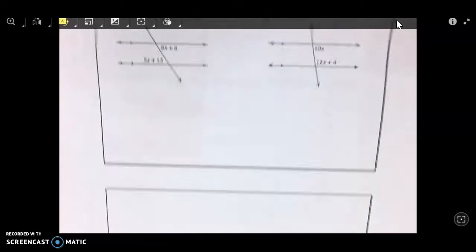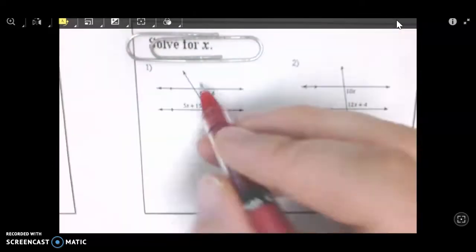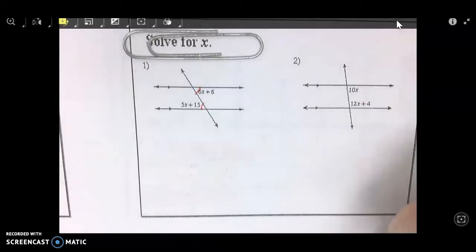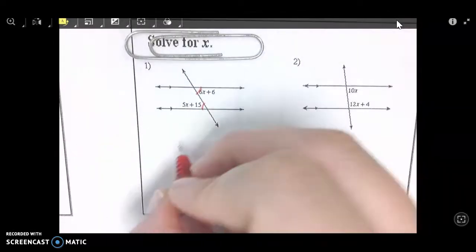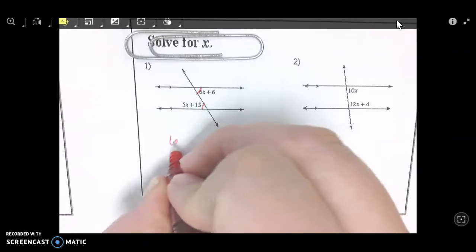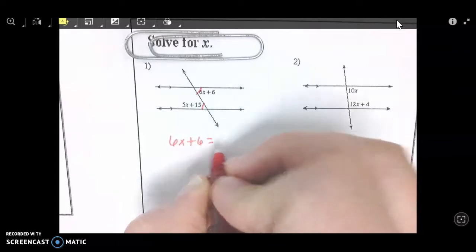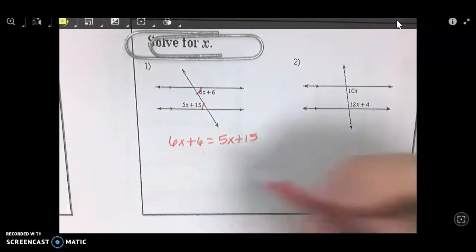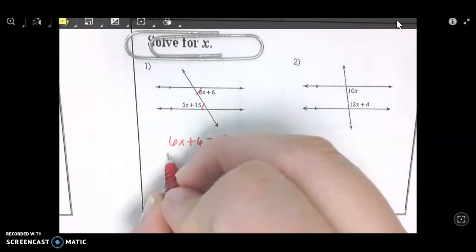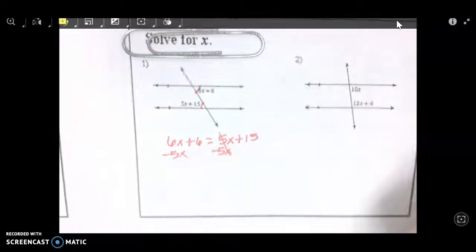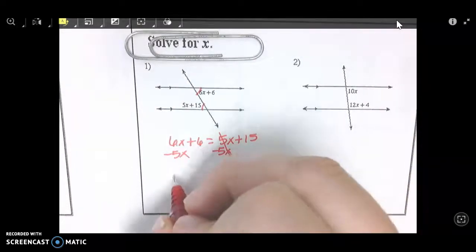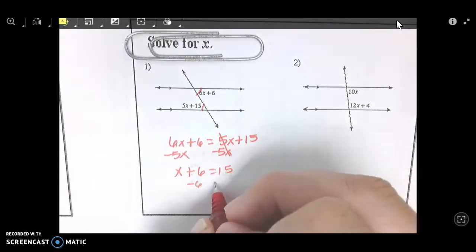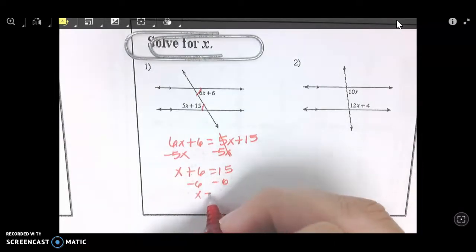On number 1, this says solve for x. Those angles on number 1 are alternate interior angles, and you can set those equal to each other. So we can say 6x plus 6 equals 5x plus 15. Solve for x, subtract 5x, subtract 5x. Those cancel. You have 6x minus 5x, which is x, and then plus 6 equals 15. Subtract 6, subtract 6. We get x equals 9.